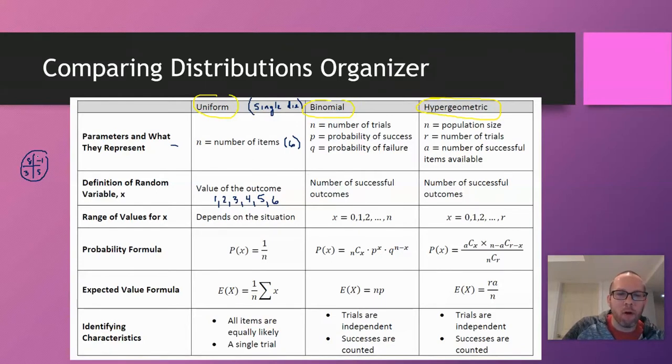The probability formula is easy. If you have 6 items, each item has a probability of 1 out of 6. So if you have n items, the probability is 1 out of n.